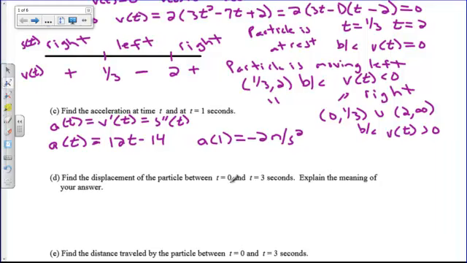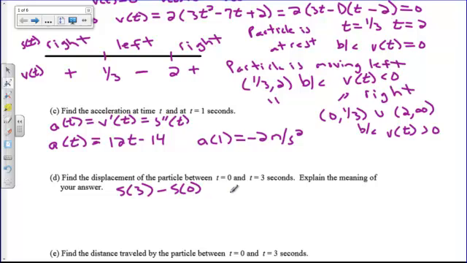Find the displacement of the particle between t equals 0 and t equals 3. Now this just means where you ended up. When you leave your house in the morning and when you come back home, your displacement is 0 because you are right back where you started. So what this is asking is how far from the beginning did we end up? So I simply need to do s of 3 minus s of 0. I need to just subtract these two.